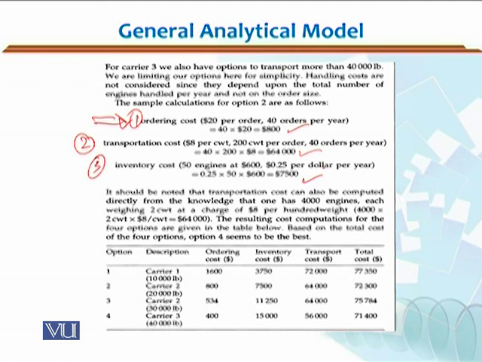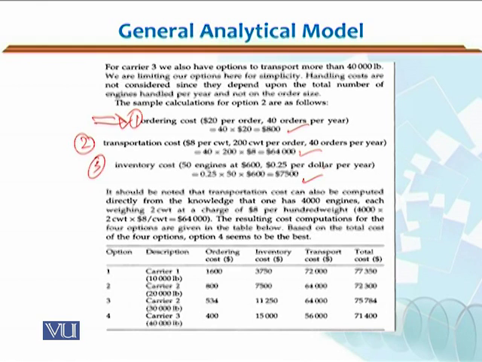Now, it should be noted that transportation cost can be computed directly from the knowledge that one has 4,000 engines, each weighing 2 CWT at a charge of $8 per 100 weight. So 4,000 into 200 weight multiplied by $8 per 100 weight would become 64,000. You can calculate the transportation cost directly as well.